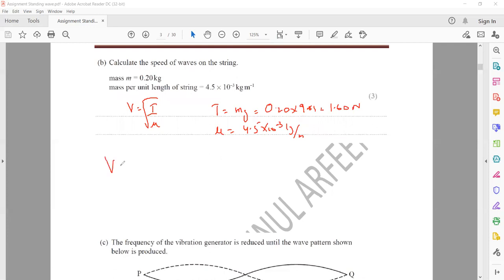So we substitute the value, so v equals under root T, which is 1.60, divided by mass per unit length, that is 4.5 into 10 to the power minus 3. So this will give us the speed of the wave in this string, that will come out as 20.9 meter per second, or you can write 21 meter per second.